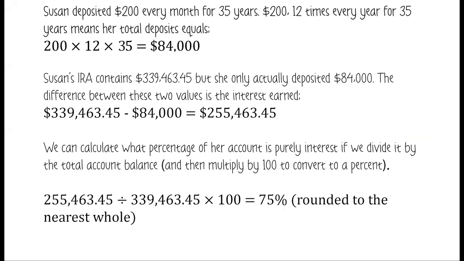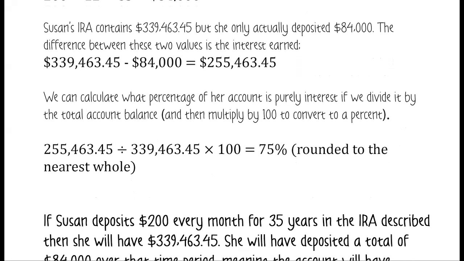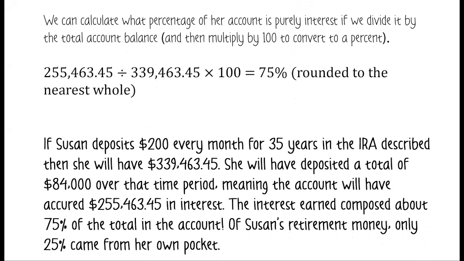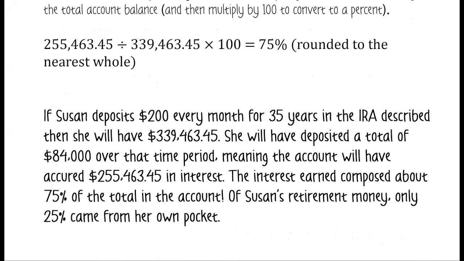So after 35 years, Susan not only has over $300,000, but 75% of that money is money that she earned just by leaving it in the bank. She didn't have to put that money out of her own pocket. It's pretty sweet. So to finalize this question, I'm gonna write my final answer in a couple of complete sentences. So this is how I personally would word it. You can absolutely word it other ways, and in fact, I encourage you to do so.